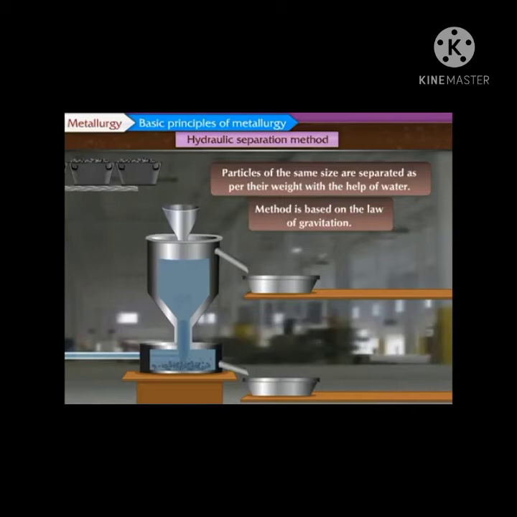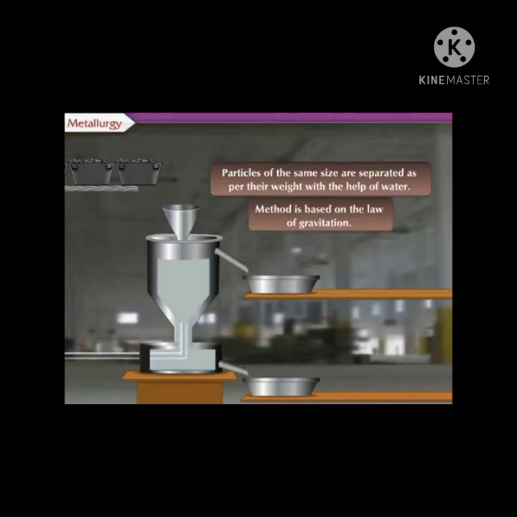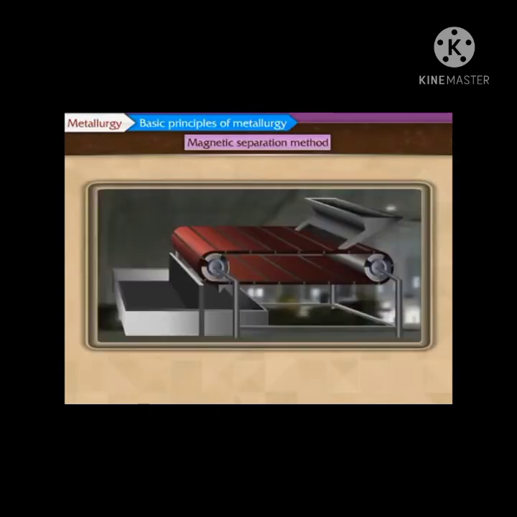Let us proceed to the next method of concentration of the ore, which is based on magnetic properties of substances, that is, magnetic separation method. This separating technique requires an electromagnetic machine. The machine consists of two rollers and a conveyor belt which moves continuously around them. One of the rollers is non-magnetic while the other is electromagnetic.